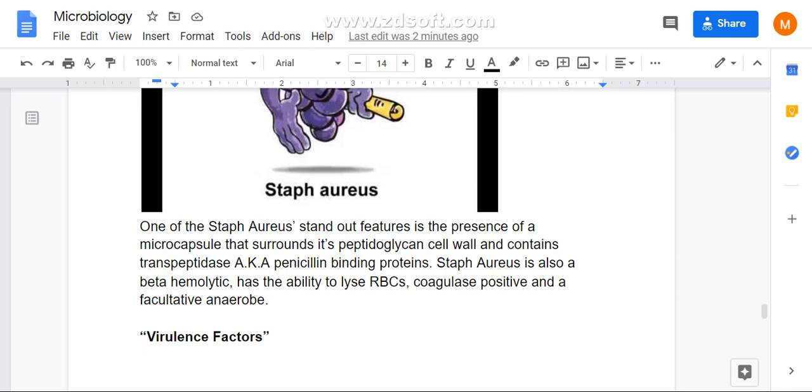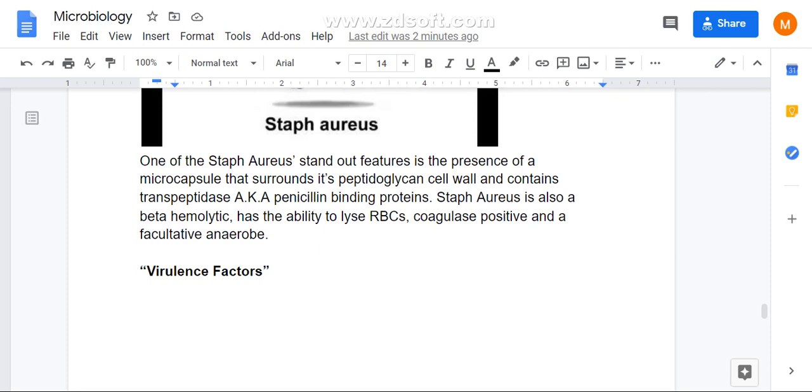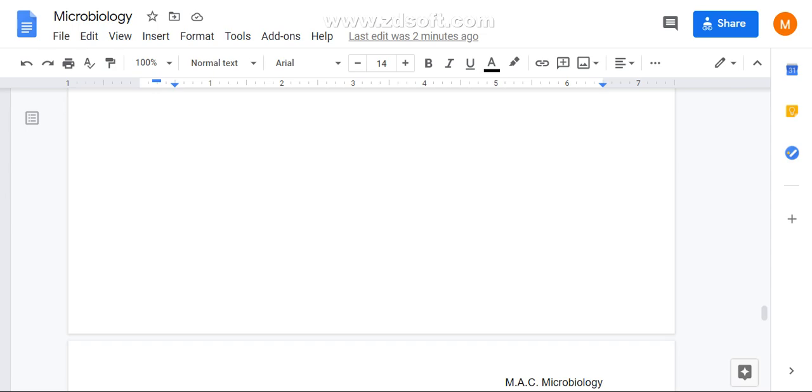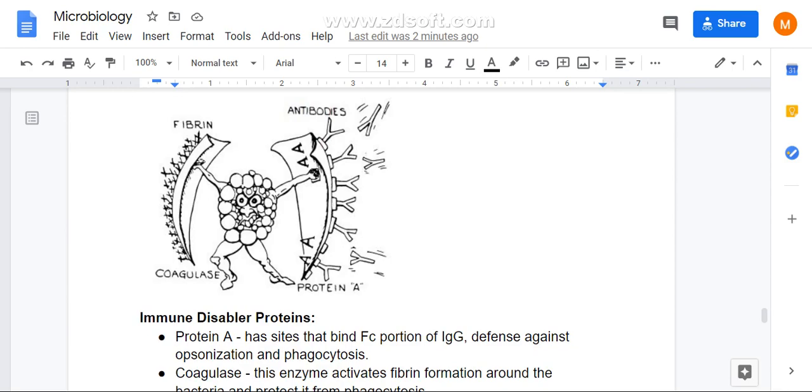Staph aureus is also beta hemolytic, which means it has the ability to lyse red blood cells. It's coagulase positive, and a facultative anaerobe, so it can thrive even if there's no oxygen around. That's what facultative anaerobic means, if you can remember from way back when. We're going to go through some of these virulence factors. I'm going to go through these and then explain this picture after.